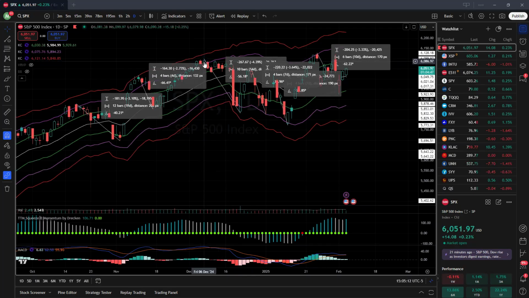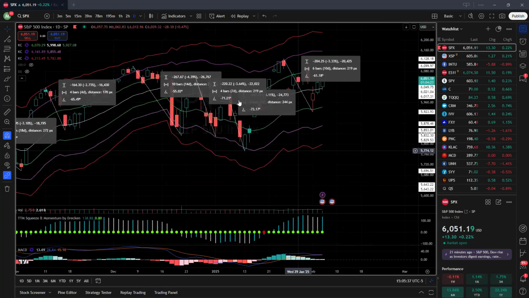We saw another pullback. This is going back to early December. This was a swing lower of almost 5%, which is a pretty decent pullback. I'm sure there were headlines, and I'm sure that the media possibly made this feel a lot worse than it really was. But in about 14 calendar days, 10 trading days, the market pulled back almost 5%. Then we had another swing to the downside. This was almost 4%, 3.6%, in about 4 bars or 1 week.